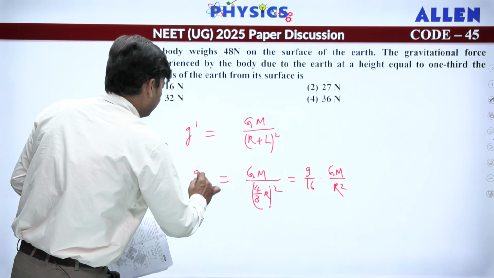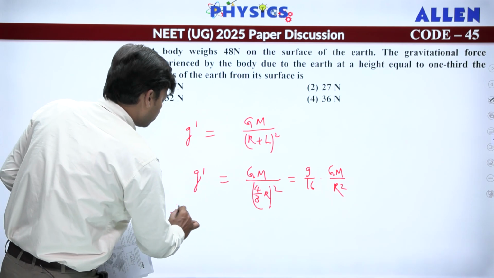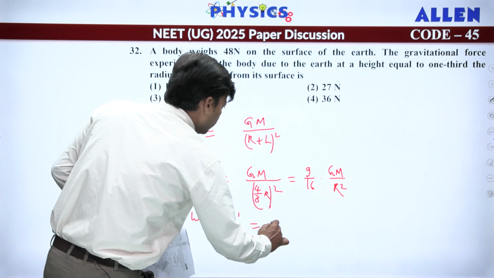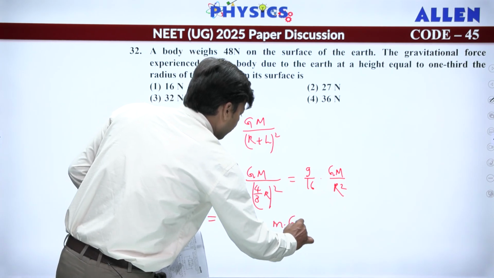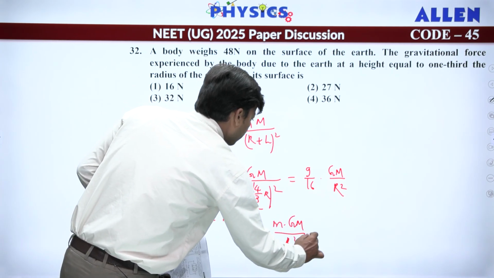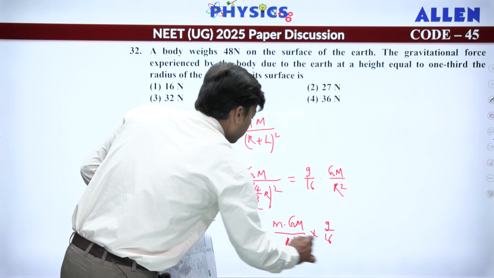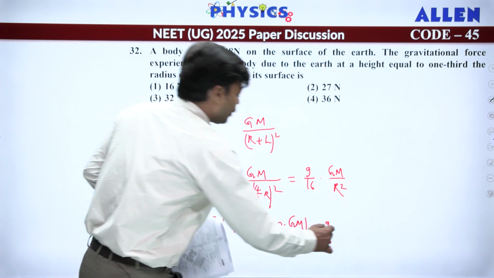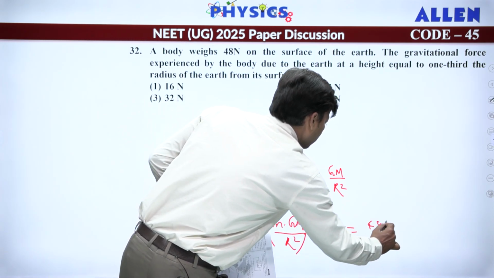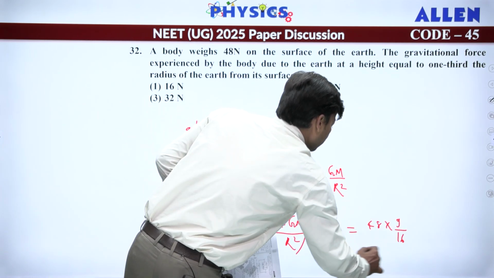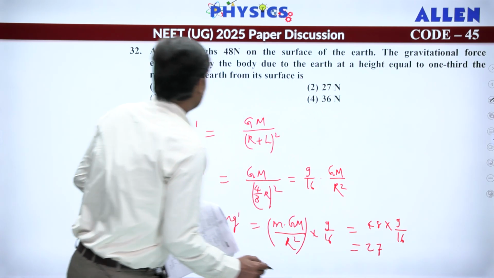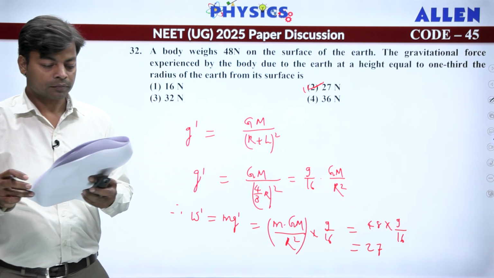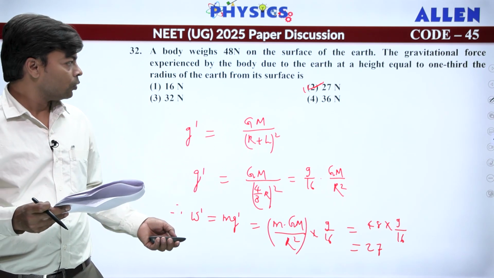That is g dash. So we can now find the weight. W dash is m g dash, which is equal to m into GM upon R square into 9 by 16. This is the original weight and it is given as 48 Newton. So 48 into 9 by 16 will come as 27. So that will be the answer. Second option will be the right answer. We'll go to question number 33.